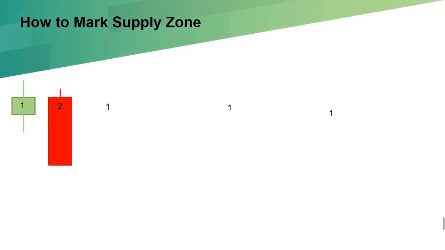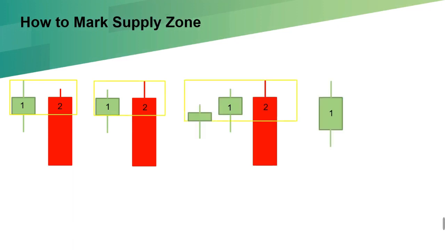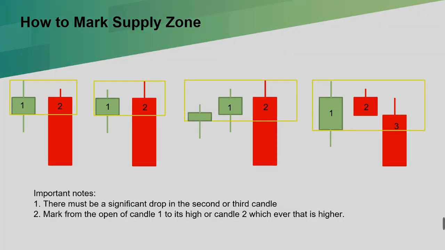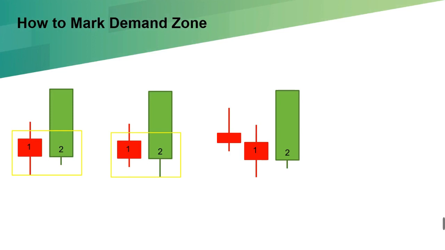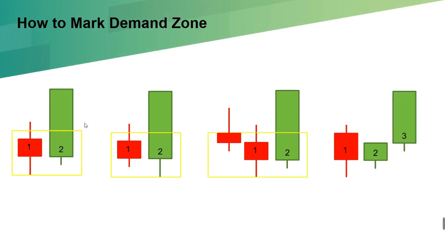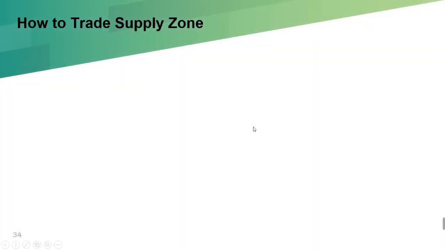So next, of course, we have our definition of how to mark our supply zone and demand zone. All right, so this is for the supply zone, and of course, we have the way of marking our demand zone. Sorry for that, this is supposed to be at the open, at the open of the price. Okay, now the most important thing: how do we trade the supply and demand zone?